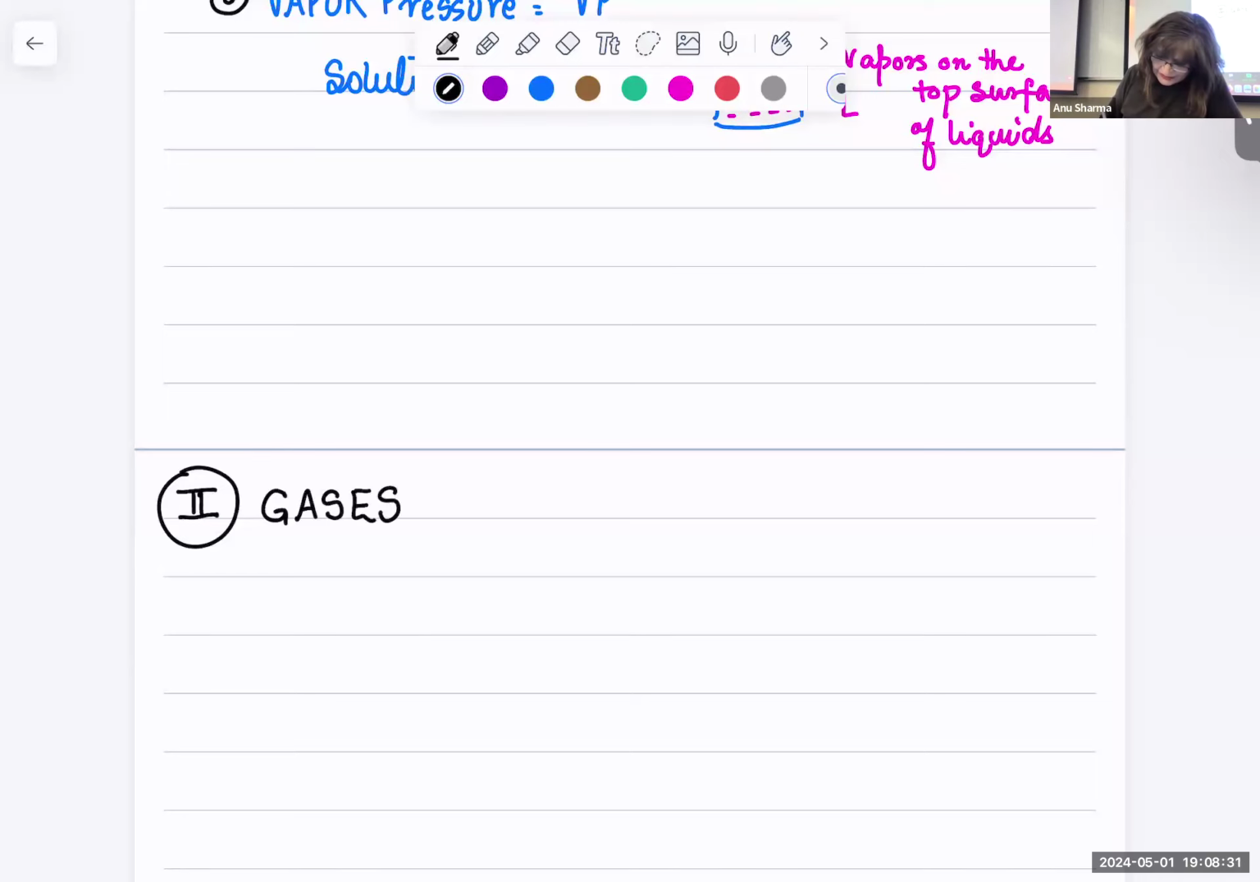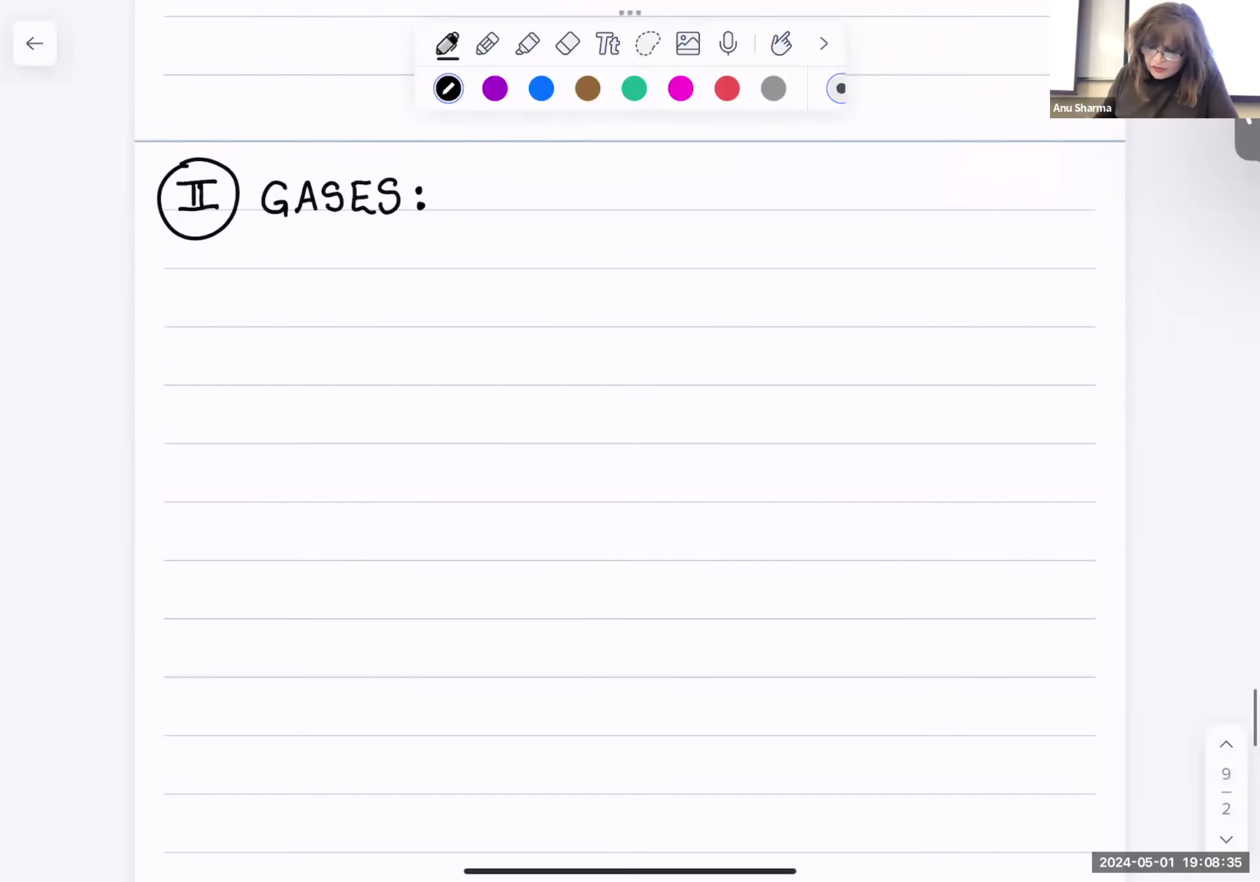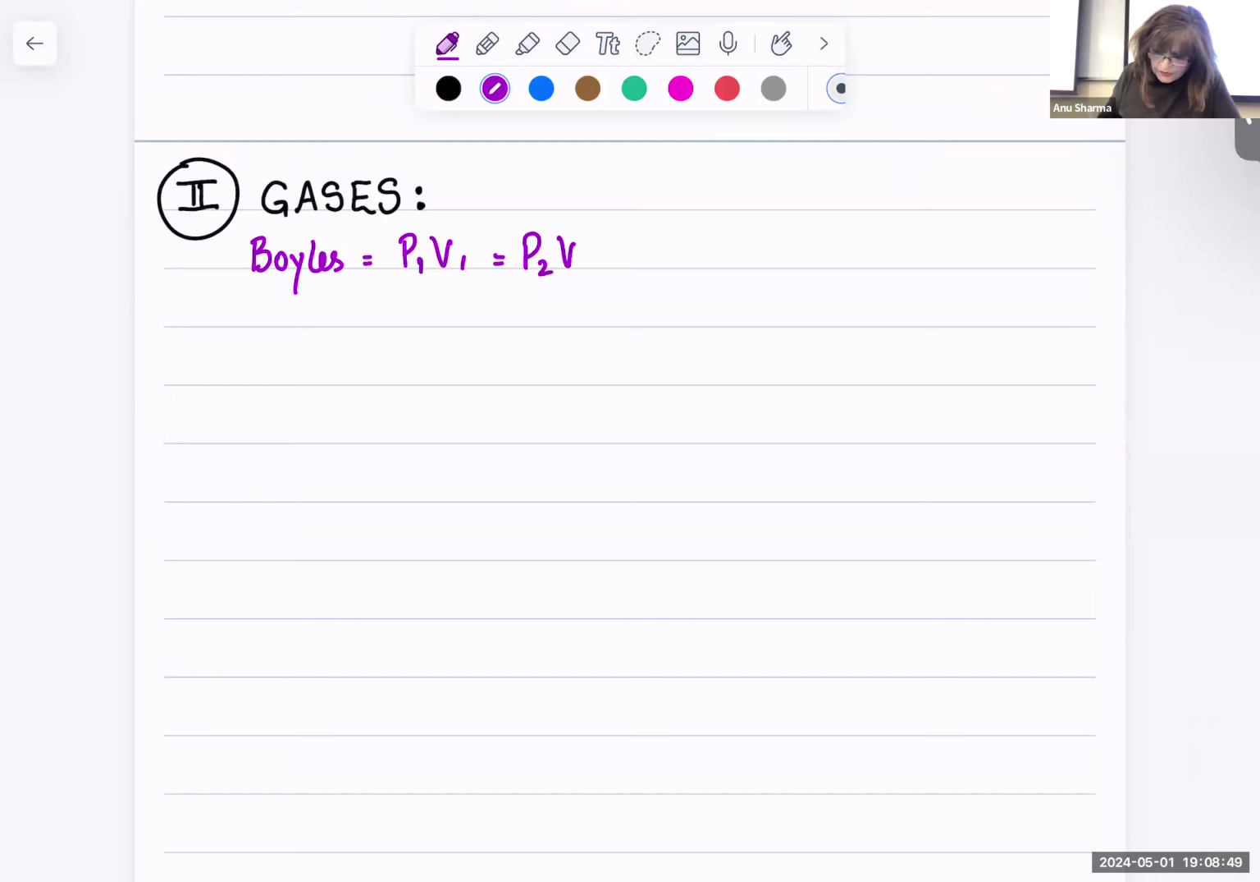Okay, gases. We had already discussed a lot about the gases, so I'm just going to keep it short. Boyle's law, generally students do well. Like we said, Boyle's law is P1V1 equals P2V2. We already gave you the transformations.